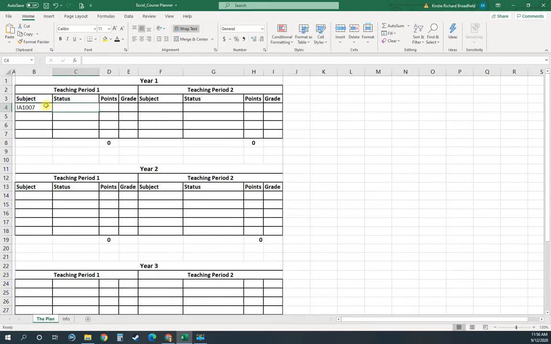So I started off, I did an Indigenous Australian subject, and then when I completed it, I put complete. I knew that that gave me 3 credit points, and we'll say I got a distinction for it.